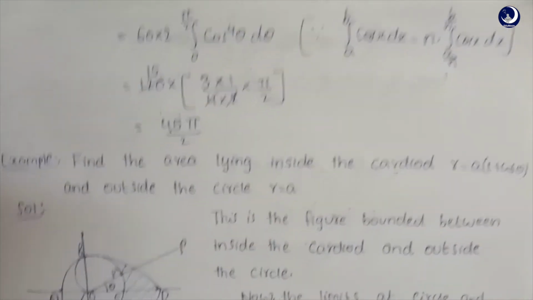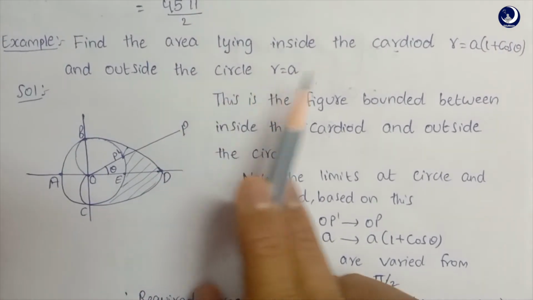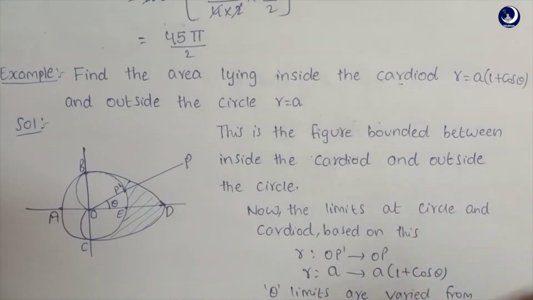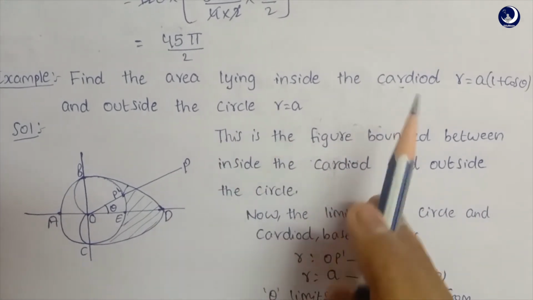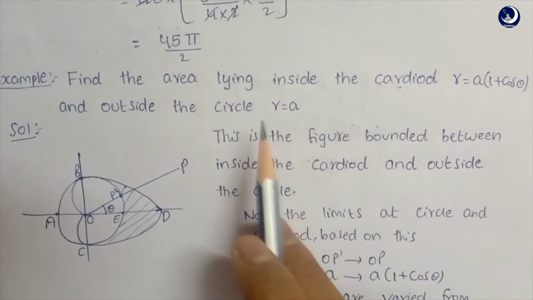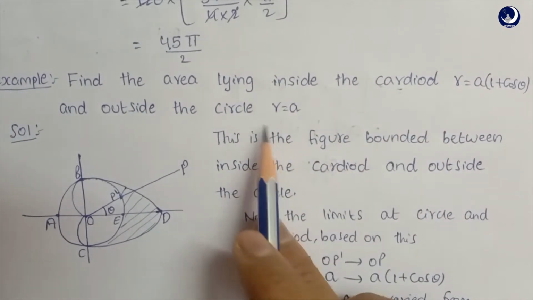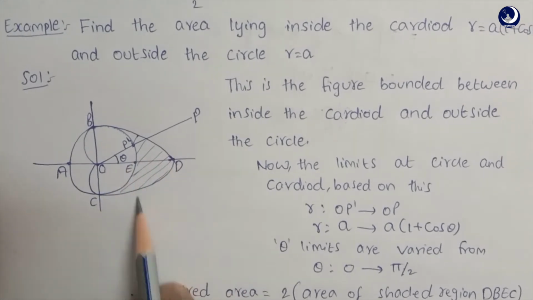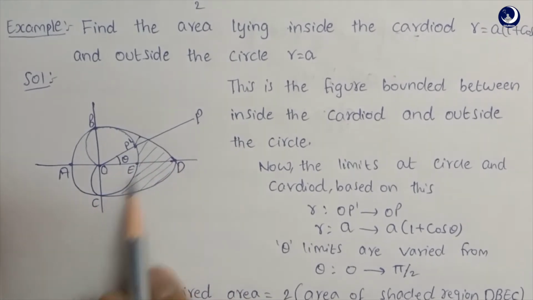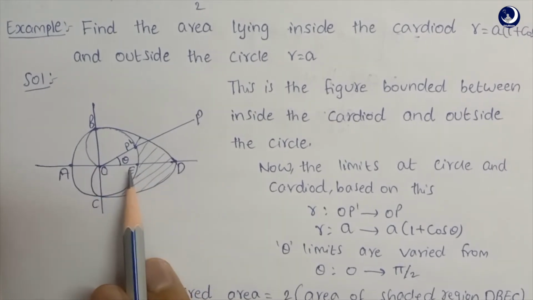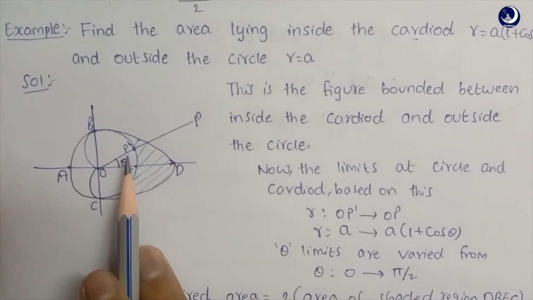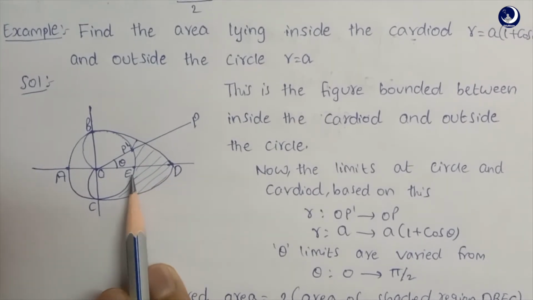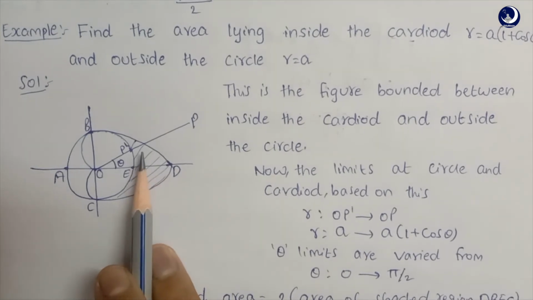Now coming to the second example: find the area lying inside the cardioid r equal to a into 1 plus cos theta. Coming to the figure, we have to find the area between r equal to a into 1 plus cos theta and the circle r equal to a. Cardioid means this figure BOCD. This is the cardioid and the circle is ACEB. From these two, we have to find the region outside the circle and inside the cardioid. For this, we have to find the area.